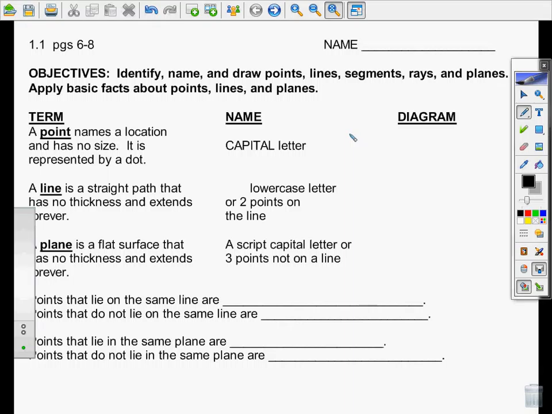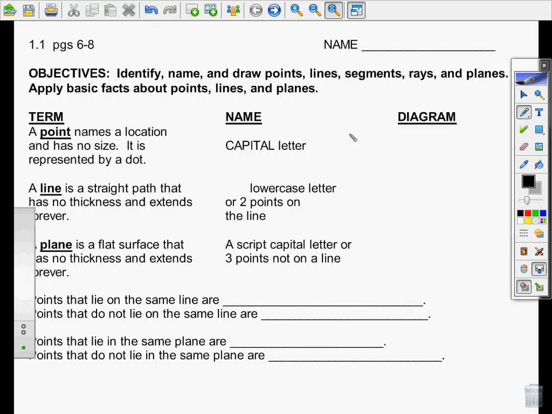We're in section 1. We're going to talk about some very basic terms that you're going to hear all year long in geometry. So our objective through this whole section, section 1.1, we want to identify, name, and draw points, lines, segments, rays, and planes. We want to apply basic facts about these points, lines, and planes. And so that'll be probably later. We want to learn the basics now in this first example, and then in later examples we'll start applying. Okay? So let's start with the very first term, a point.